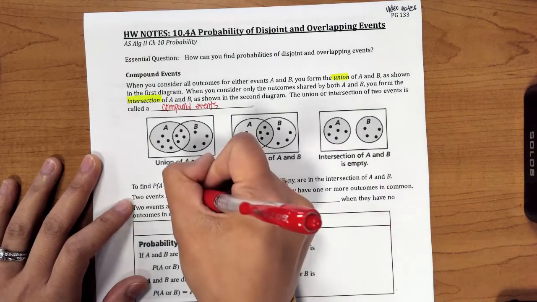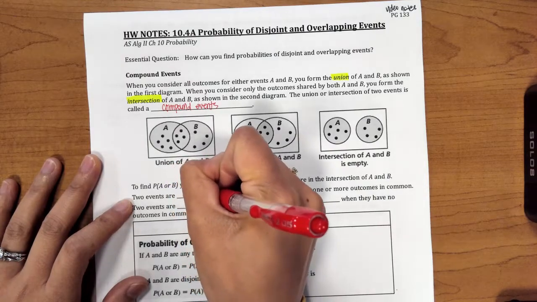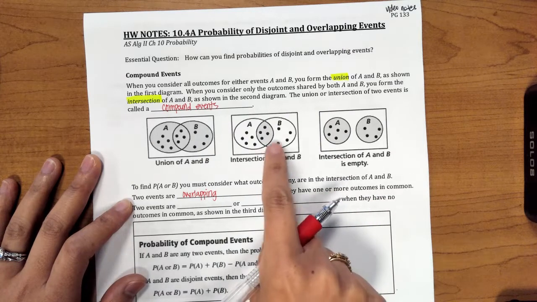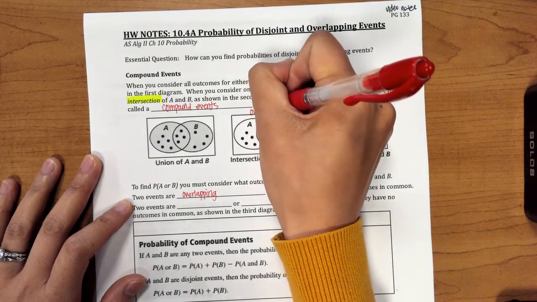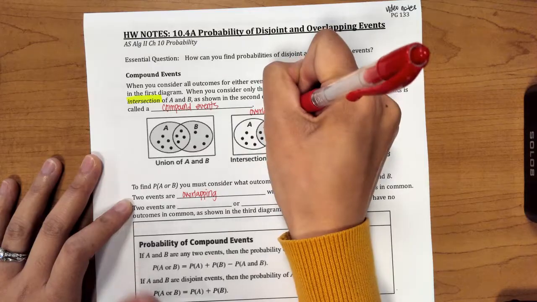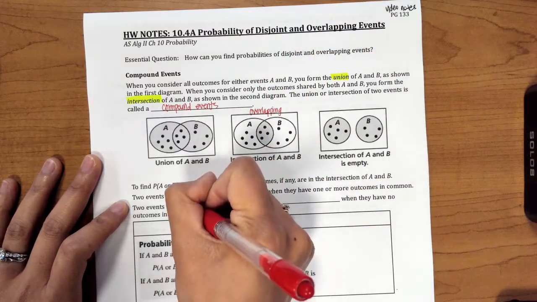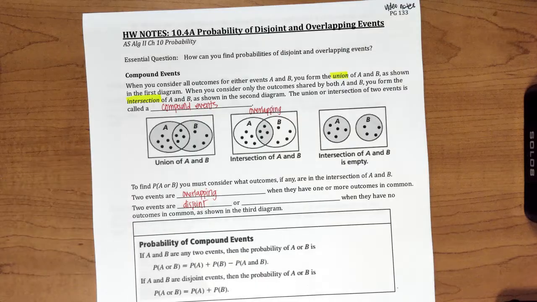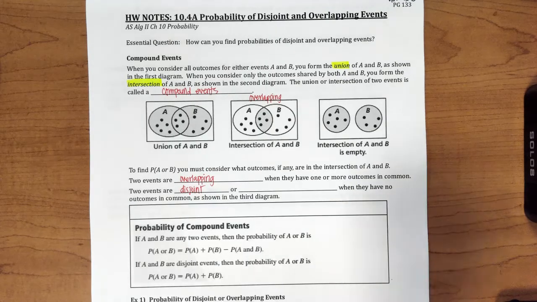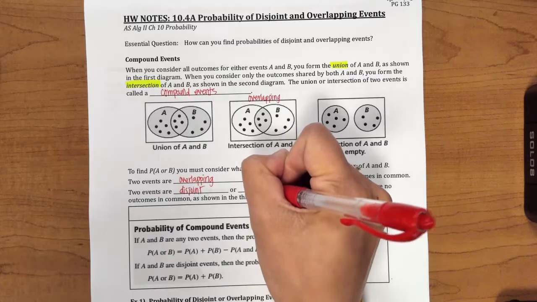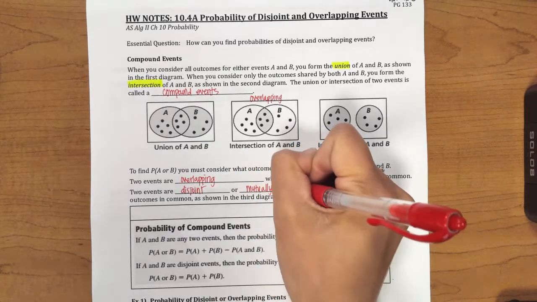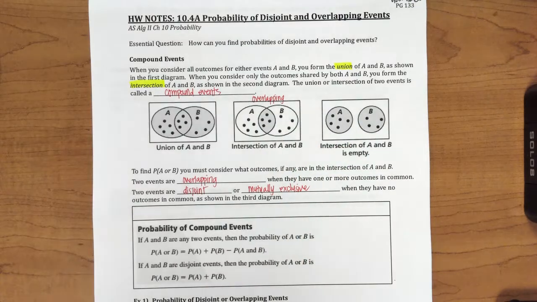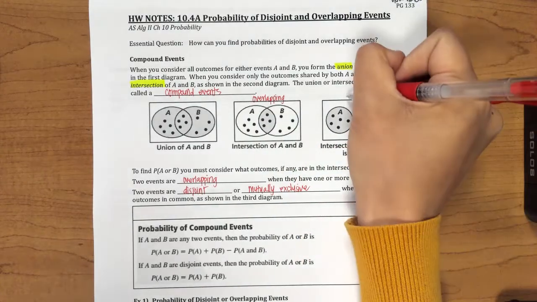Two events are overlapping when they have one or more outcomes in common. So this one's overlapping. And two events are disjoint, or mutually exclusive, when they have no outcomes in common, as shown in this one, right? So this is disjoint.